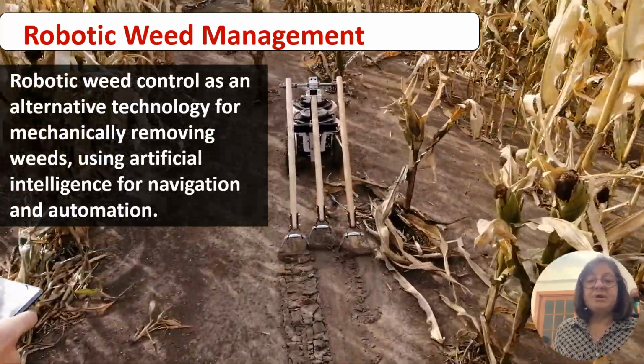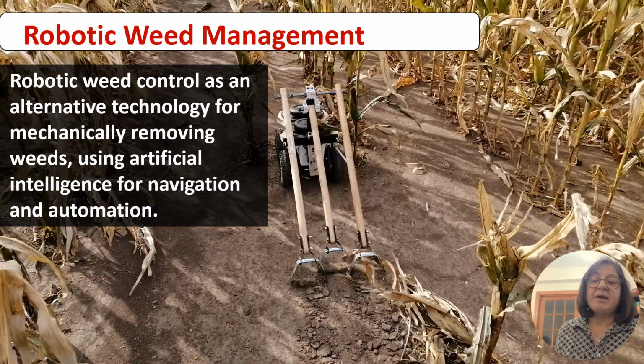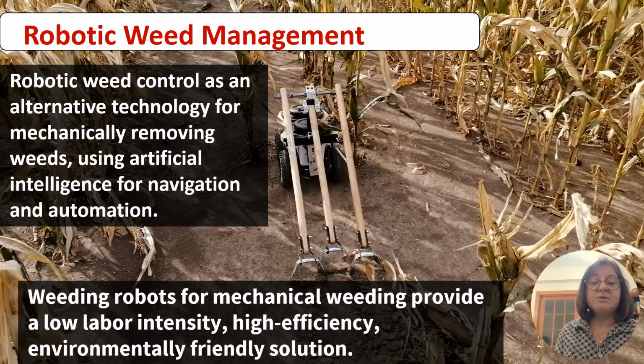An example of such a technology is robotic weed management. And these small robots can go underneath the canopy of existing plants while they're still standing during the growing season and mechanically remove weeds without using chemicals, thereby reducing resistance and also reducing the labor intensity of managing weeds. So these weeding robots provide a low labor intensity, high efficiency, and an environmentally friendly solution.